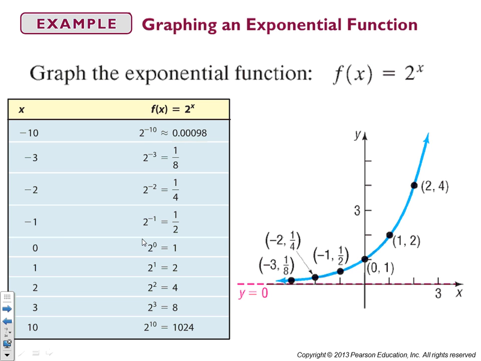So an exponential function, when you're in the negatives, you're going to be rolling real close to the x-axis, and then it's going to go through 0, 1, because if I raise anything to the 0 power, I'm going to get out 1. And then it's going to start growing exponentially, quickly.